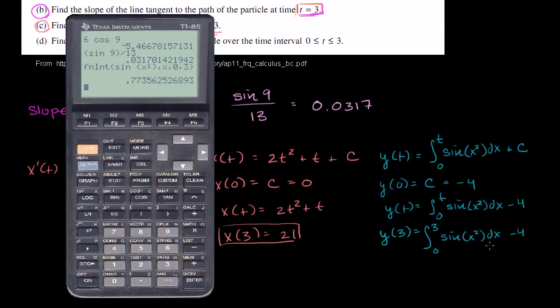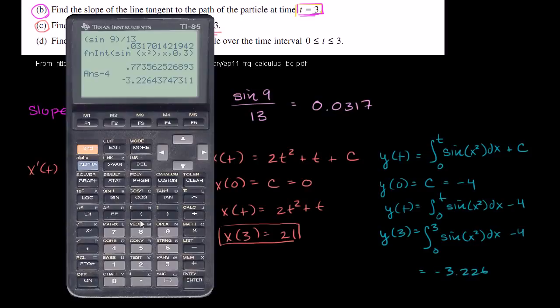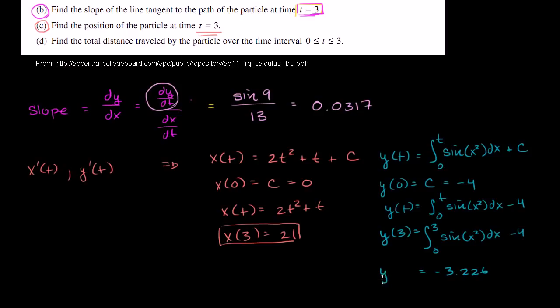0.77356, and that's just this first part right over here, and then I need to subtract 4. So minus 4 gives negative 3.226, I'll go with. So this is equal to negative 3.226. Did I write that down right? I have a bad memory. Negative 3.226. And we're done. So y of 3 is equal to negative 3.226.